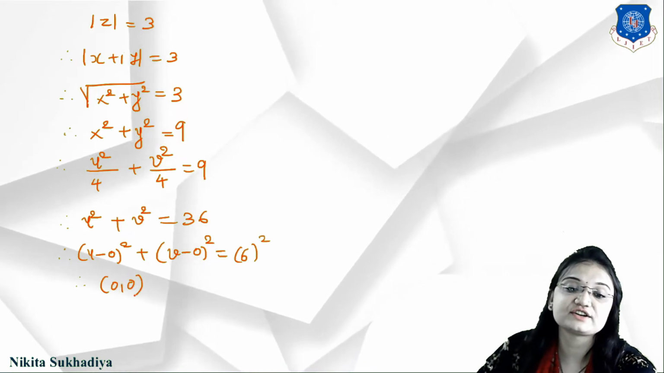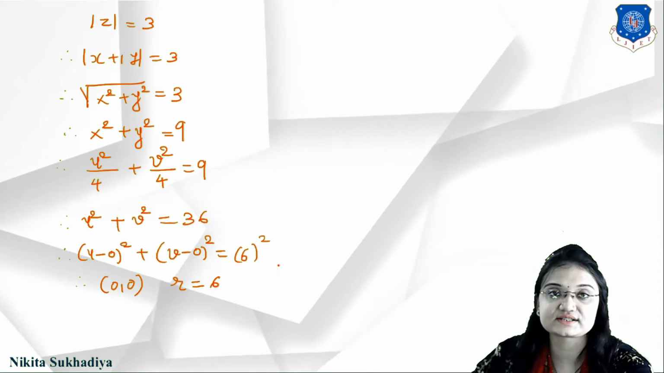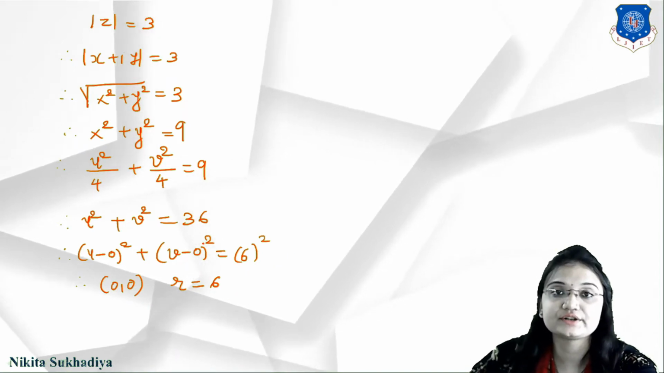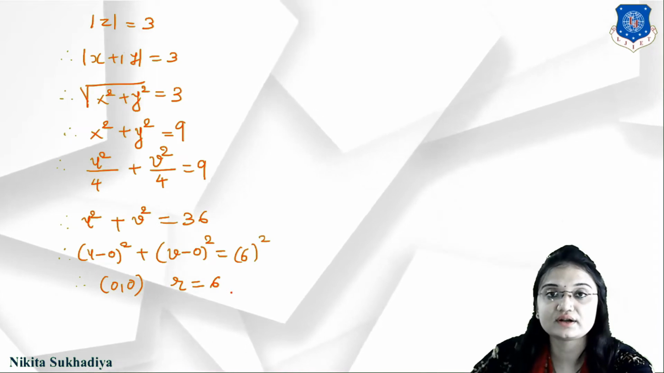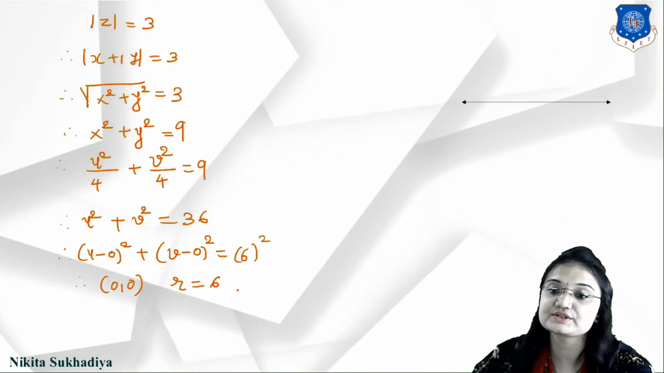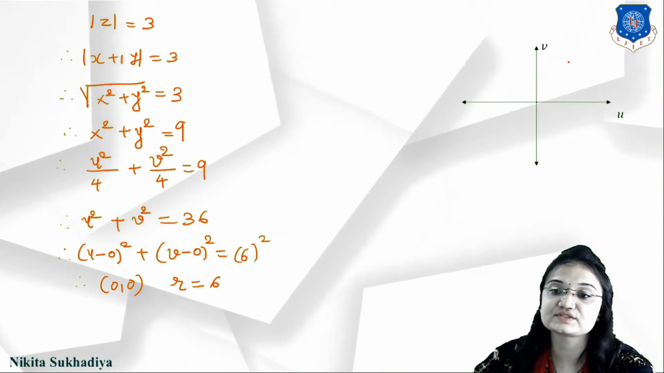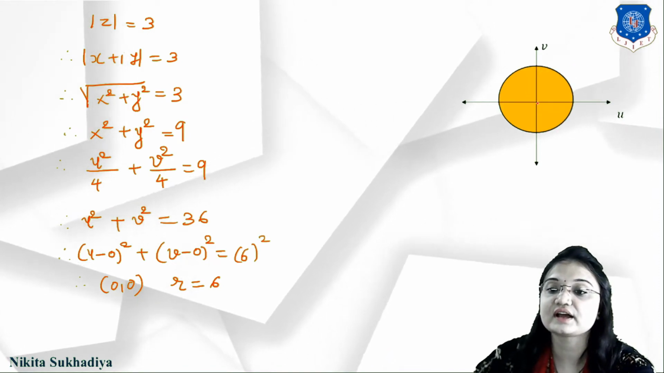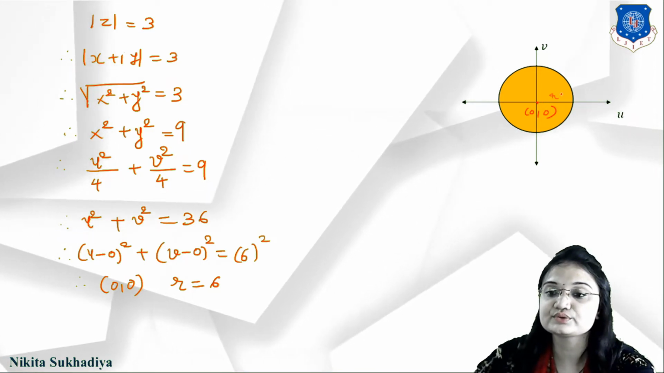Here we have center point 0, 0 and radius r is equal to 6. So here we have points u and v, that is, center point 0, 0 and radius r is equal to 6. So this is the u point. This one is the u axis, this one is the v axis, and here we have center point 0, 0 and radius r is equal to 6.